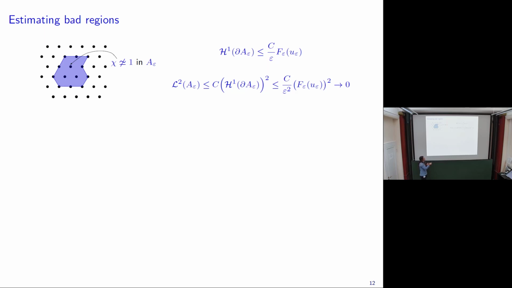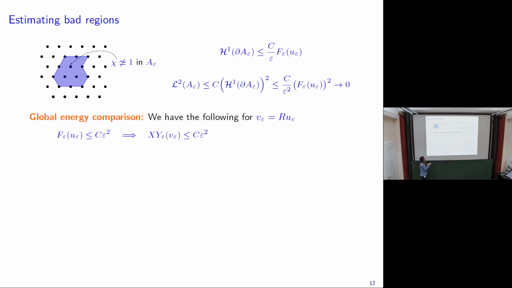However, let's assume for the moment that our original energy was allowed to deviate from the ground state only by an amount of epsilon squared, which is not really the thing that we wanted to consider. Then our ferromagnetic XY model in the transformed variable would satisfy the same energy bound. So it would also be less than or equal to C epsilon squared.